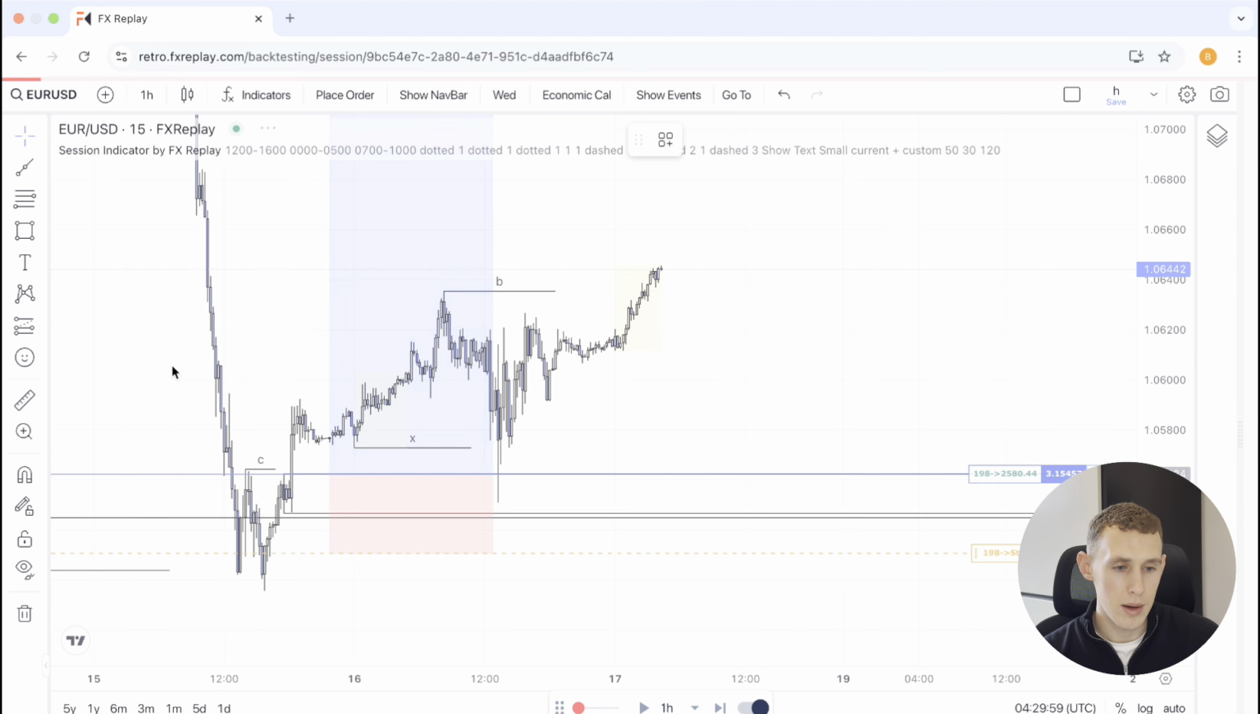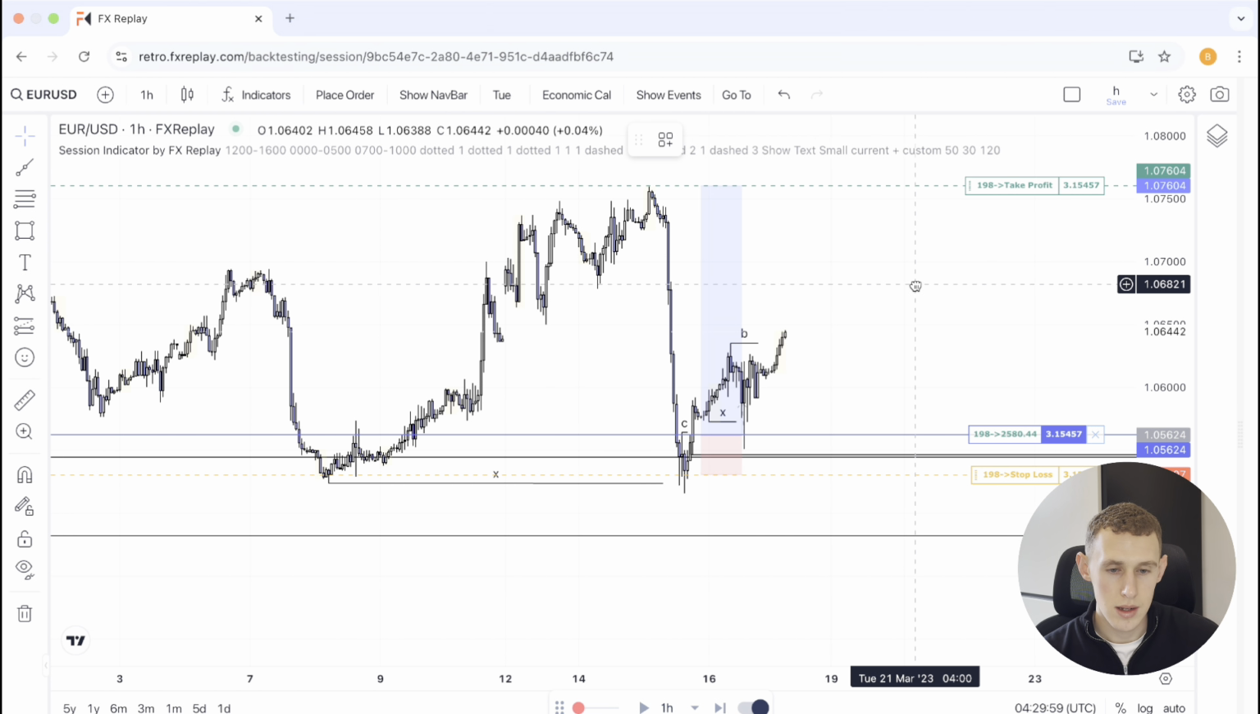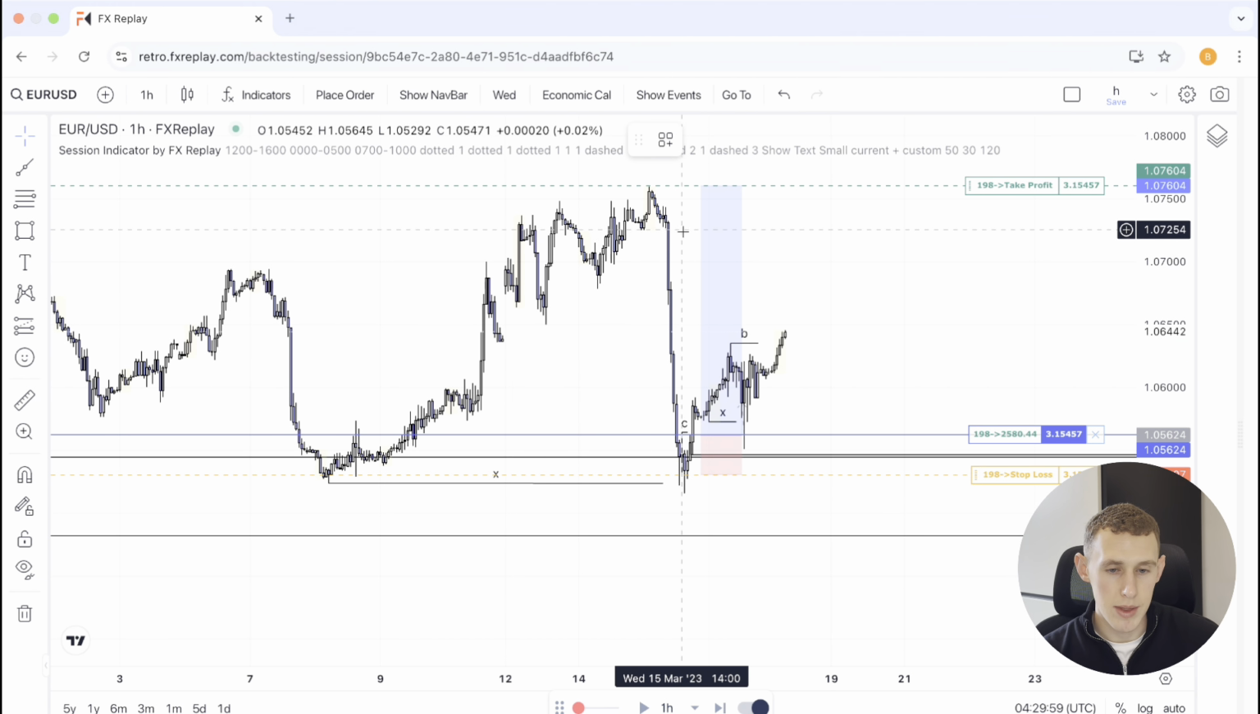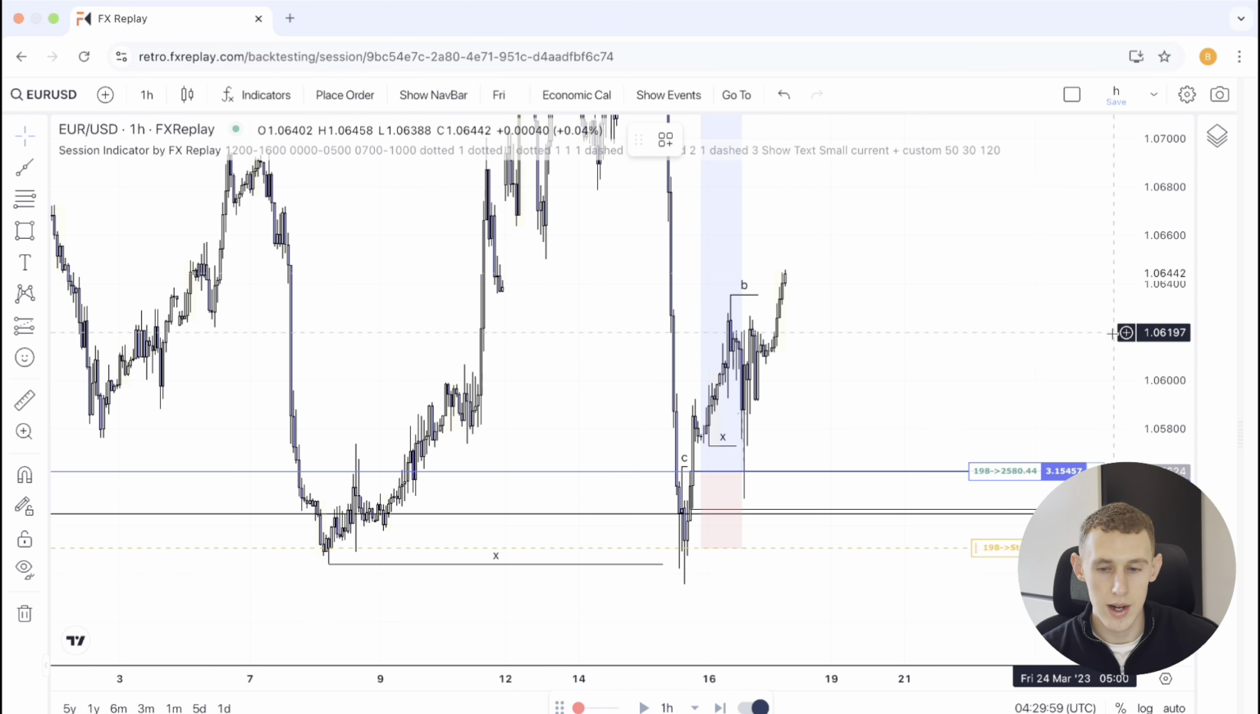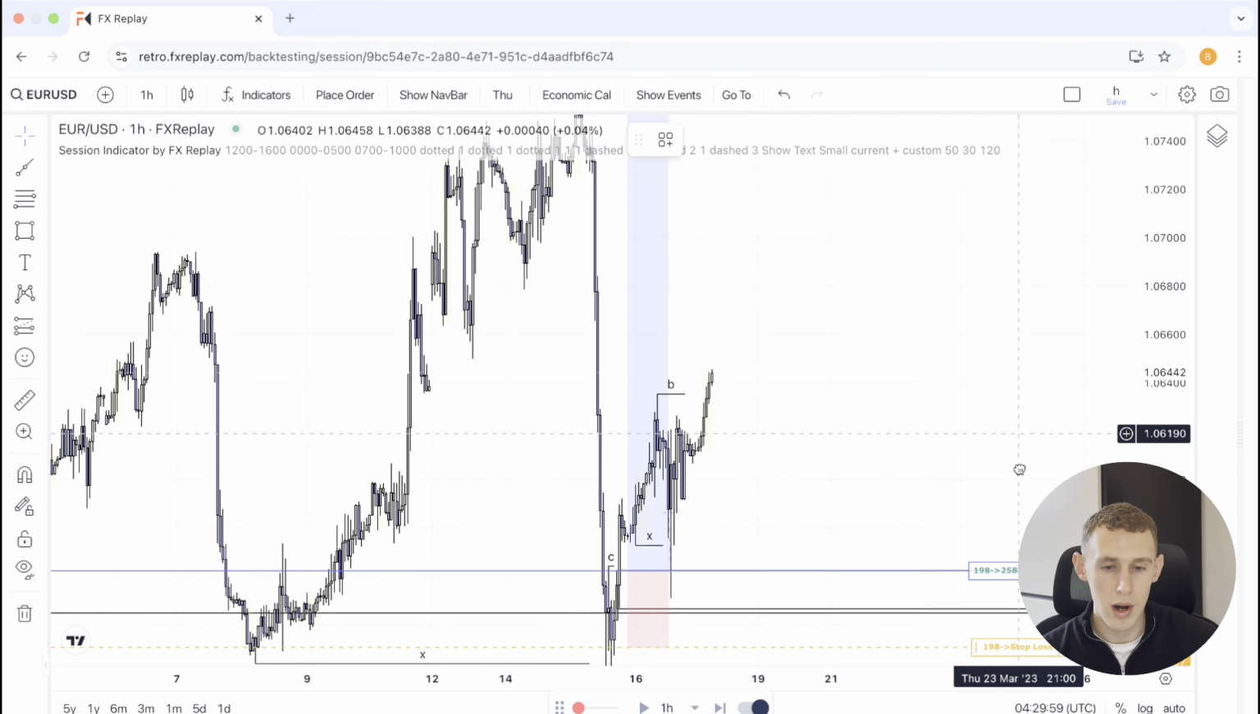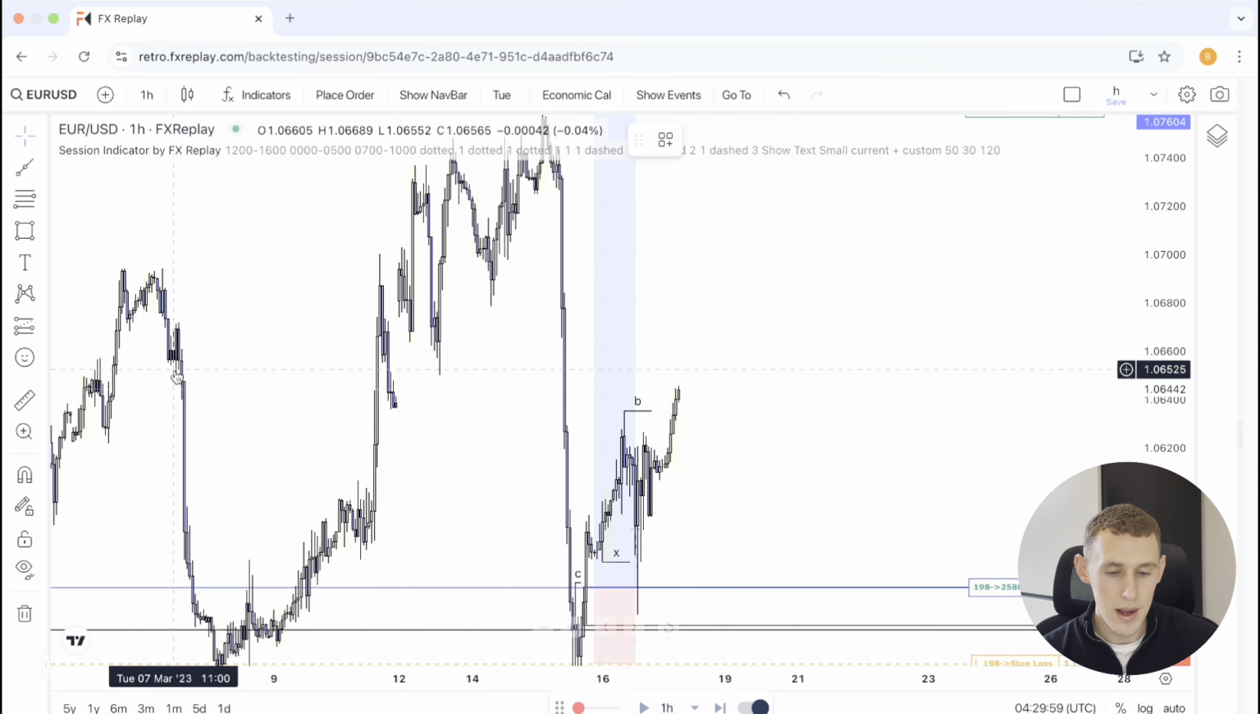So what I'm looking for now is basically just for price. Again, you can see we just have this imbalance. There's not anything for price to react from until it at least comes up and takes out this current trend high. So we have basically a clean run all the way back up into that area.